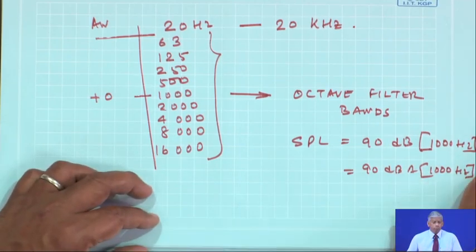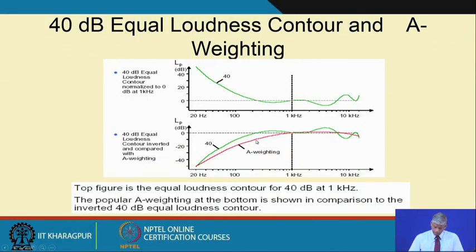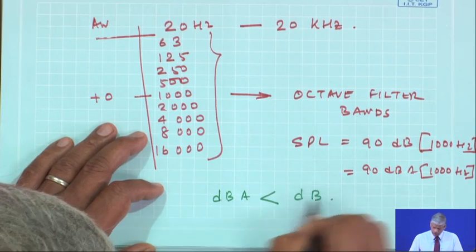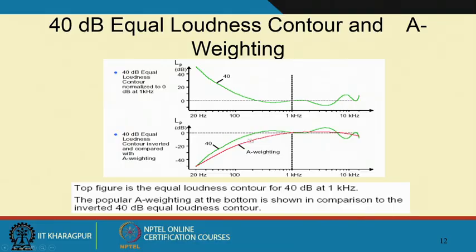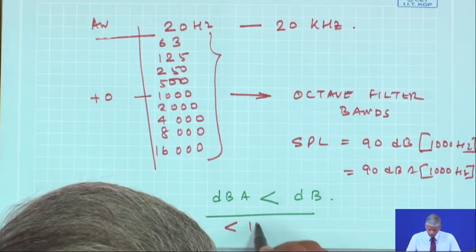And if, for the same signal, the dBA value is much less than the dB value, what can you say just looking at these two numbers? Anybody? This means, because the dBA values are much lower, we have to subtract this amount. At high frequencies they are a little more or almost equal. So predominantly these signals are below 1000 hertz.